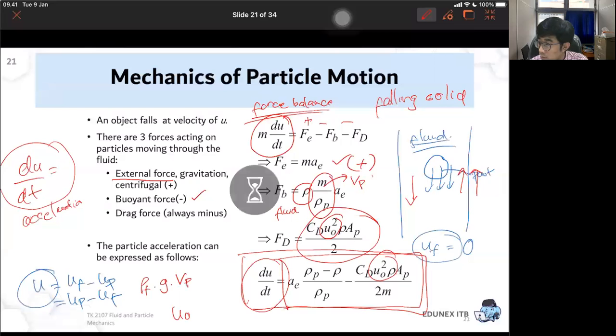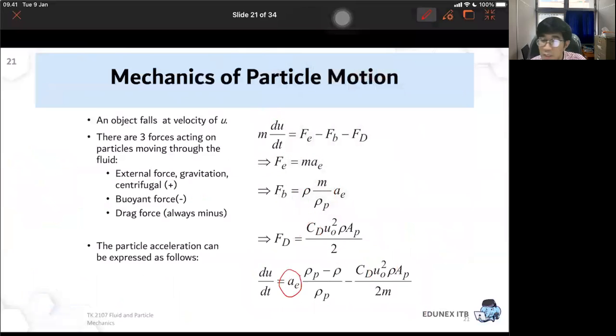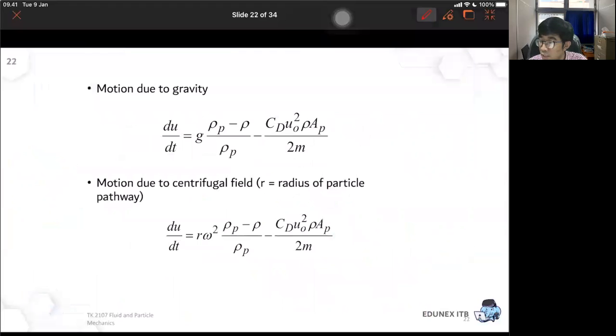So basically you will have this one, right? This is external acceleration. Then you can change, if the external factor is gravity, into the gravitational acceleration. But if the external force is from the centrifugal field, then you can change it with this one.